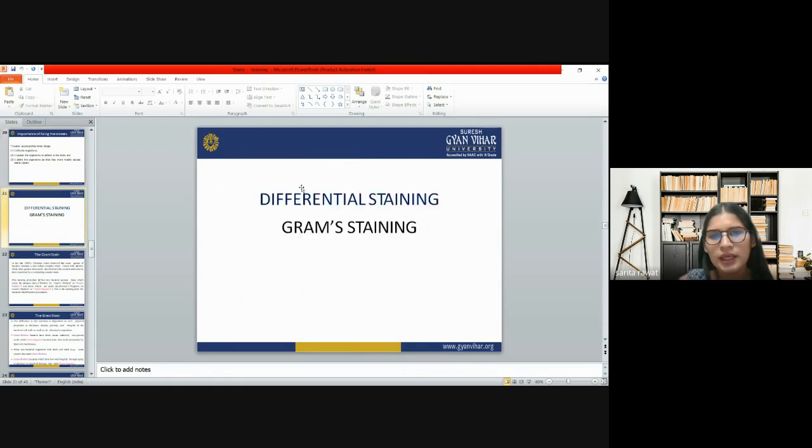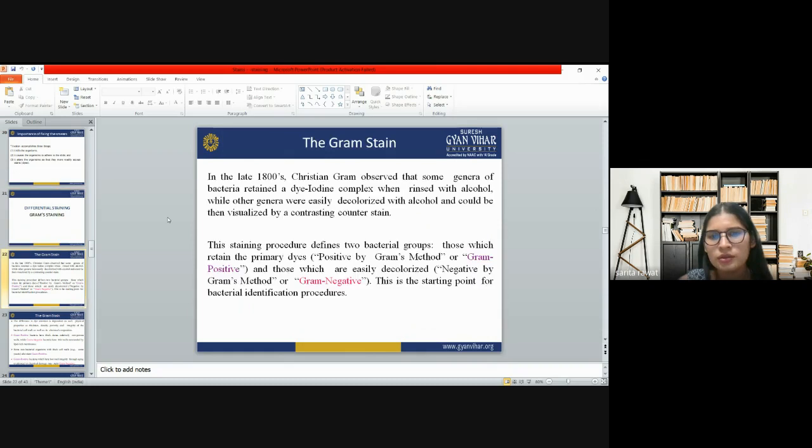Then the gram staining, or differential staining. In the 1880s, Christian Gram observed the general staining technique of gram staining by using an iodine complex, and they rinsed it with alcohol.